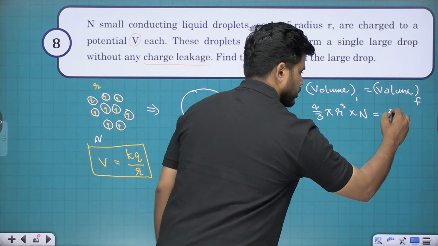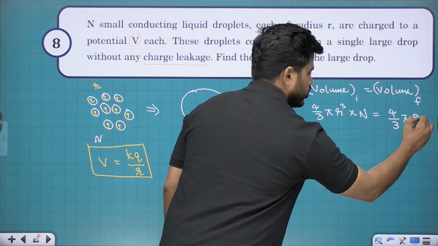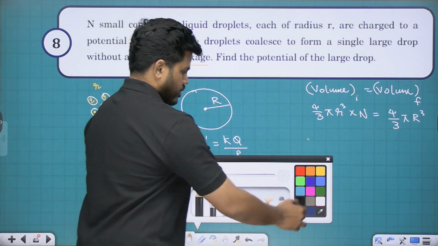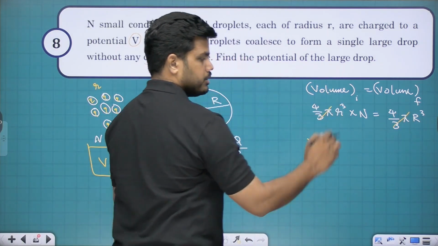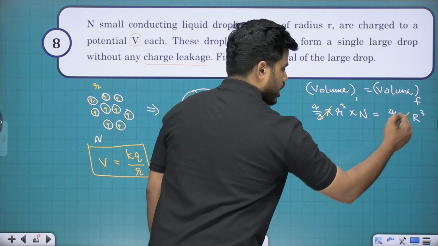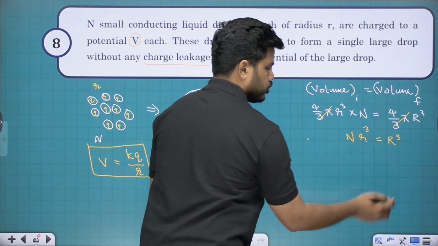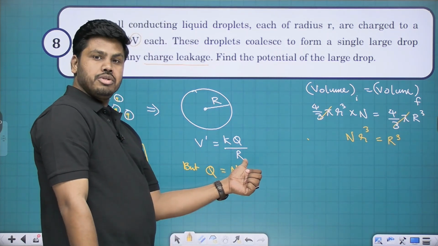What is the total final volume? 4/3 π R³, because the radius of the big drop is R. You can cancel 4/3 π from either side. We need to find R. We got R³ equal to n times small r³, and we need capital R to be substituted.